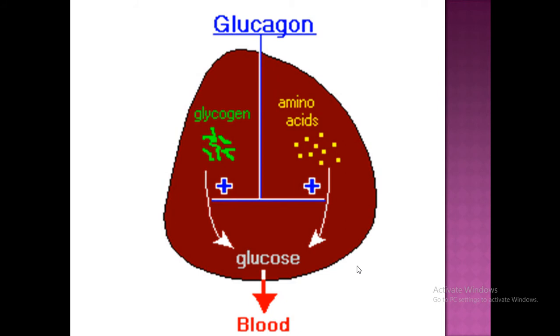By this diagram, you can see how glucagon is going to increase the blood glucose level. That is, it is stimulating more and more glycogen to be converted into glucose and also the amino acids to be converted into glucose.